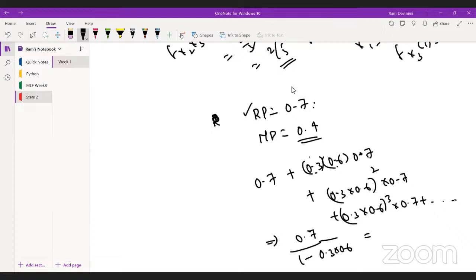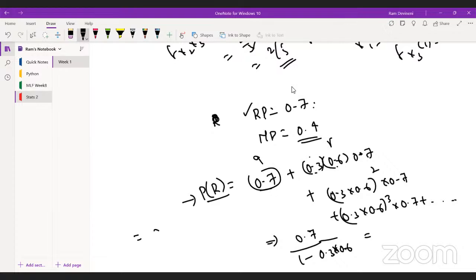Sir, this I didn't get. How did you do this? I'm lacking the concept of this question. This is the last step, the formula for geometric progression. So the probability for Ronaldo's success now is going to be this plus this and so on. 0.3 into 0.6, you consider that as R. 0.7, you consider that as A.